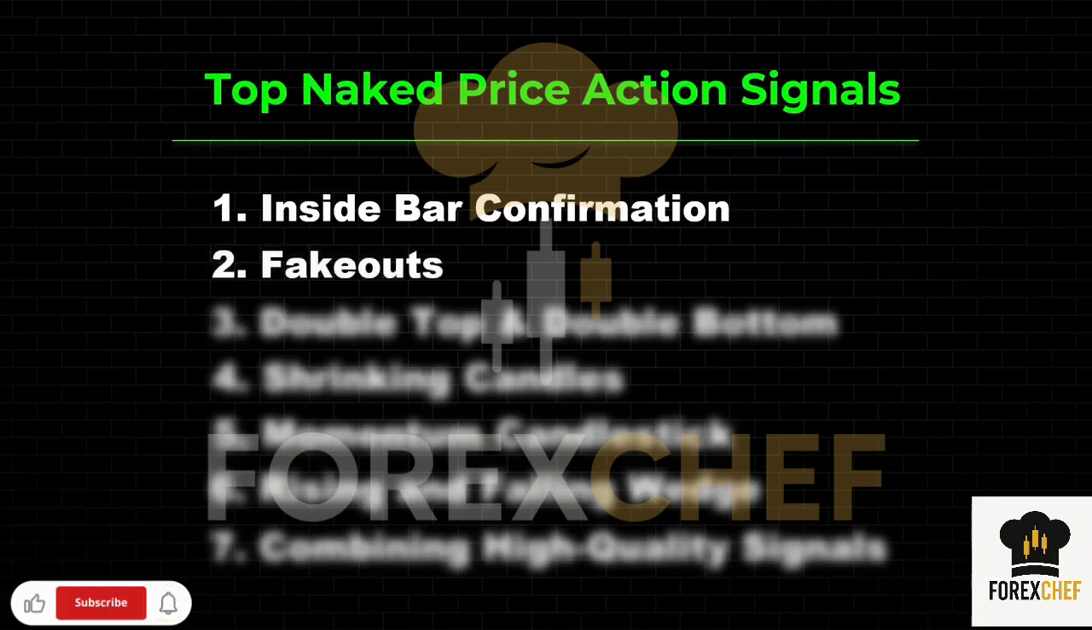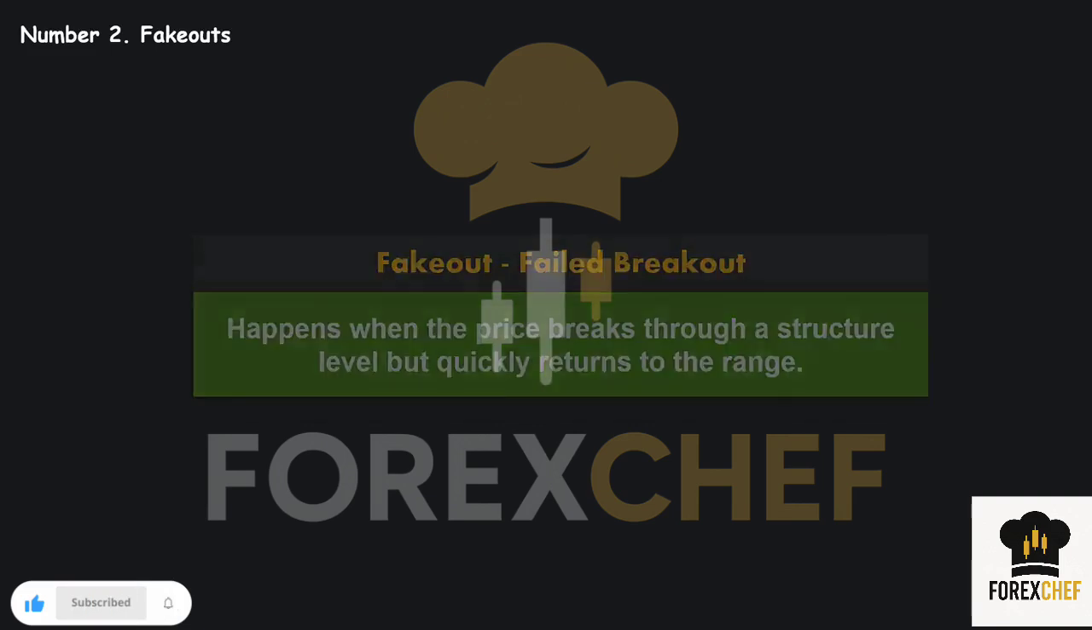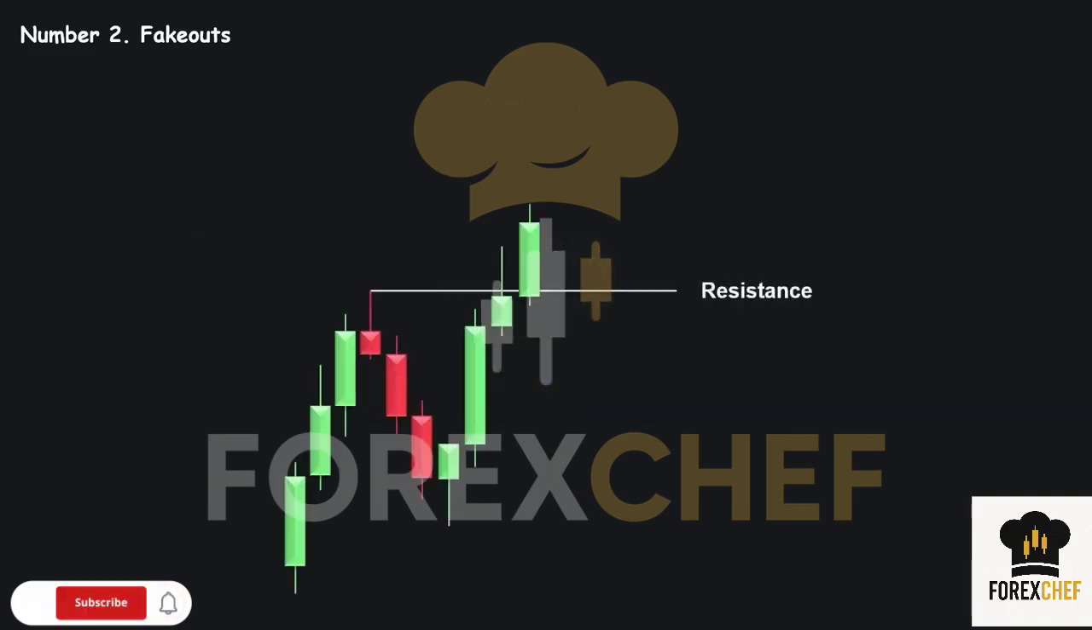Number 2. Fakeouts. A fake out, or failed breakout, happens when the price breaks through a structure level but quickly returns to the range. For example, in an uptrend, if the market breaks through a resistance level and then returns to that area, the resistance becomes support, and we expect a rejection.